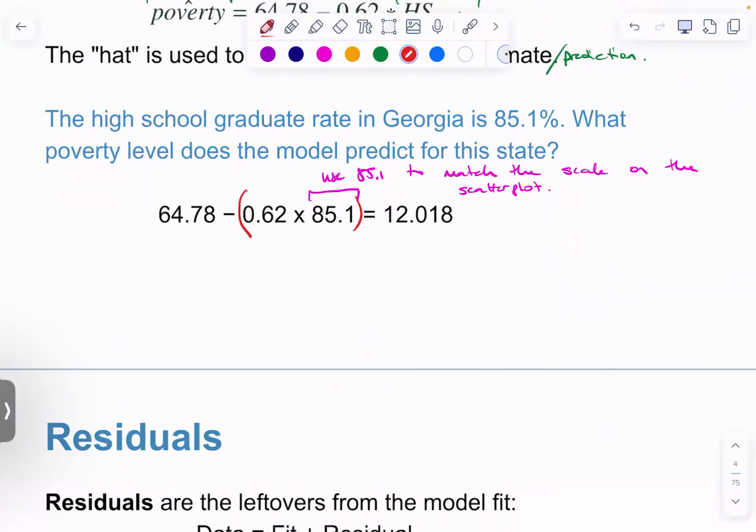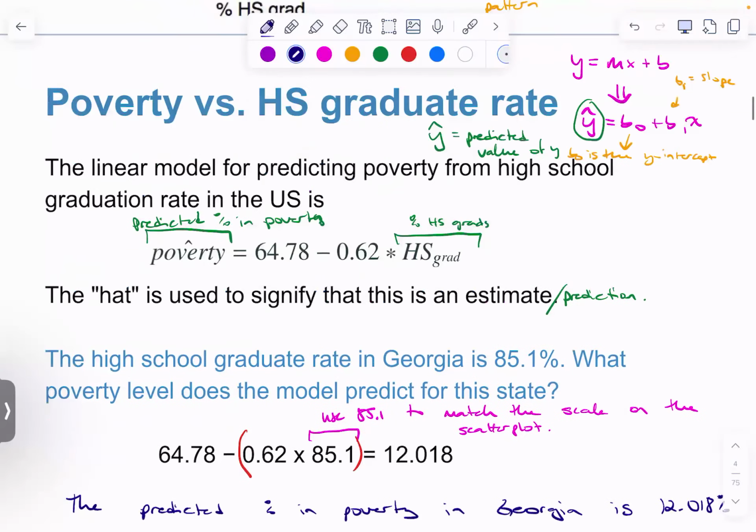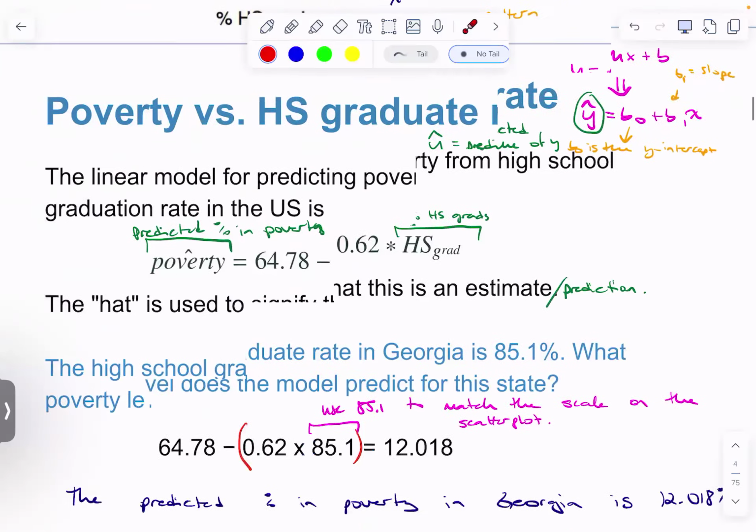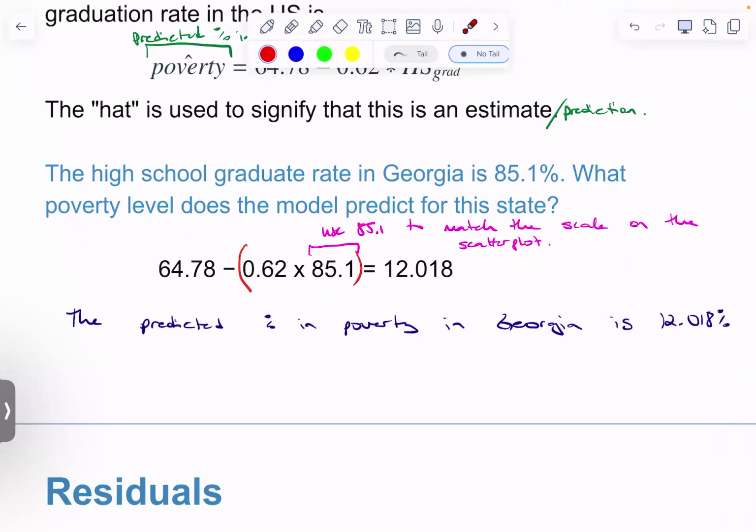So the predicted percentage in poverty in Georgia is 12.018%. Again, matching the units on the scatter plot. This is the percentage in poverty, and so we can talk about 12.018%. Nice.